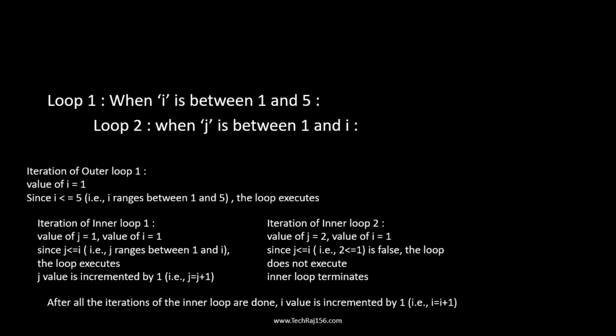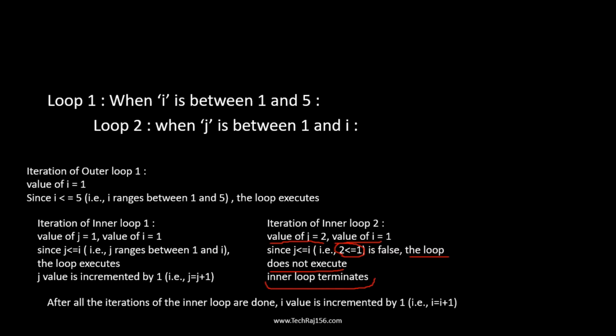Let me make use of this pen tool here to point out things which I'm referring to. In the second iteration, as I've told you, I'll repeat it once again. The value of j is 2 and the value of I is 1. So 2 less than or equal to 1 is false. Since the condition is not satisfied, the loop does not execute. And what does it mean when I say the loop does not execute? It's nothing but the inner loop is done executing. There are no more iterations left, so the inner loop terminates.